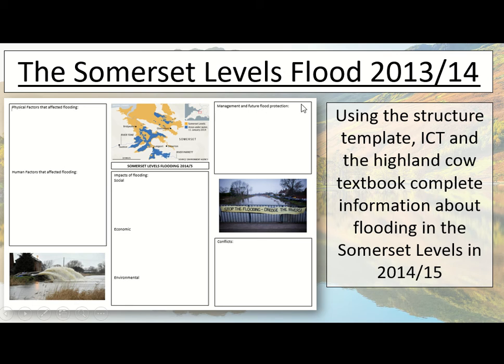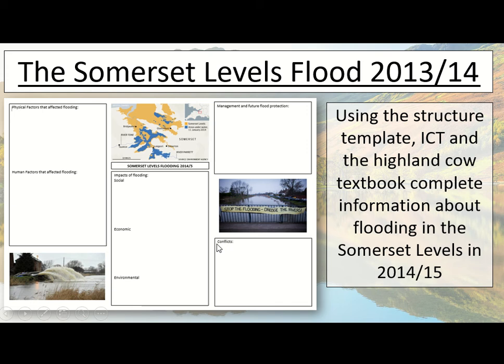Management and future flood protection. What is going on in the Somerset Levels area to try and help manage future flooding? You can see that one of these things is to stop the flooding, dredge the rivers. That's one of the strategies that they want to employ: keep the rivers' capacity as high as it possibly can be to deal with the flooding.